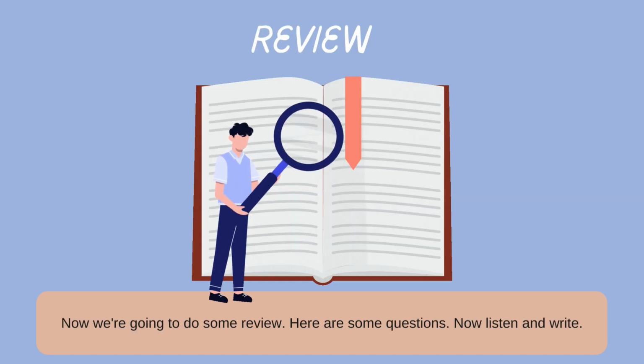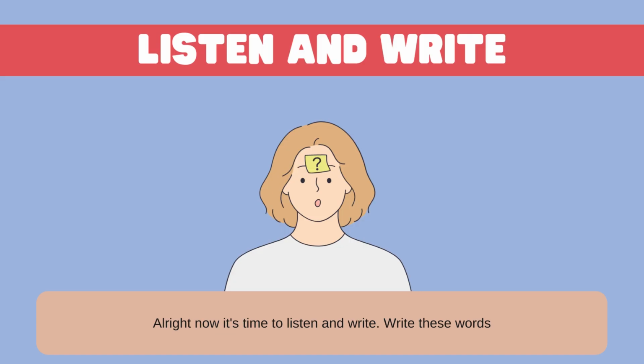Okay, now we're going to do some final review. Here are some questions. Alright, now it's time to listen and write. Write these words. Number 1, restaurant. Number 2, office. Number 3, hospital. Number 4, school. Number 5, home.